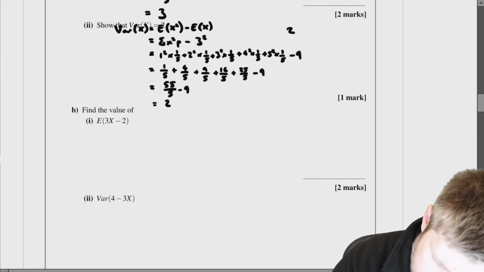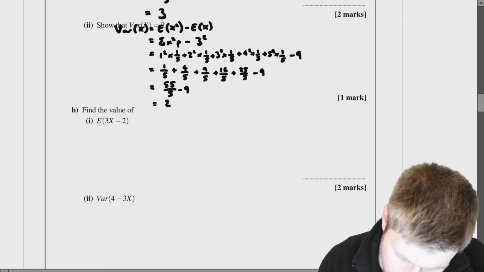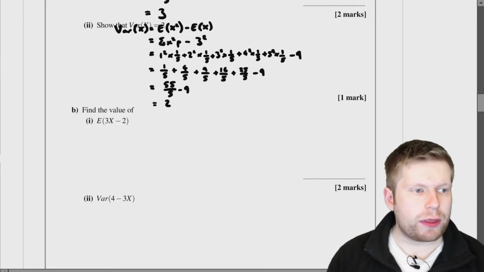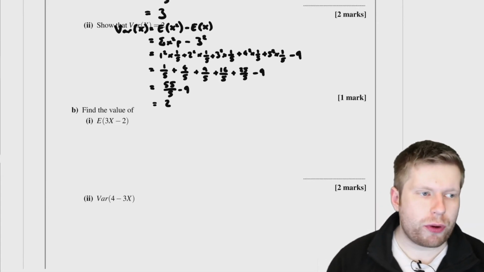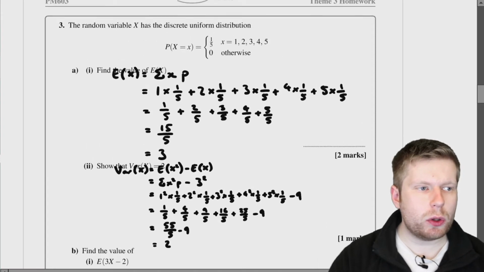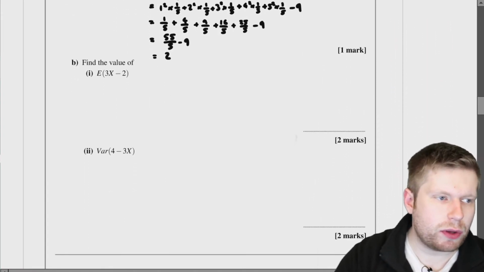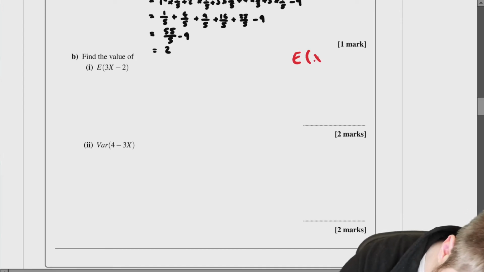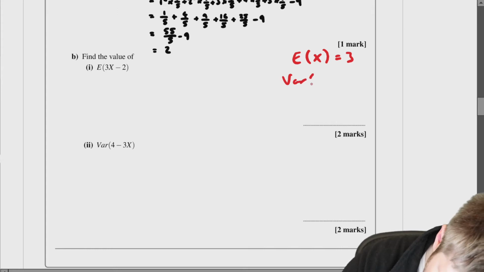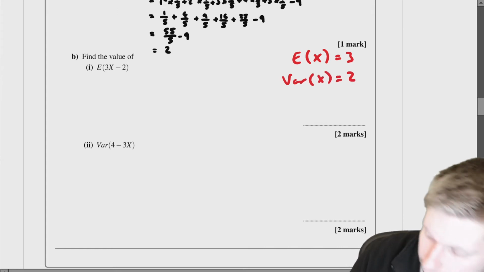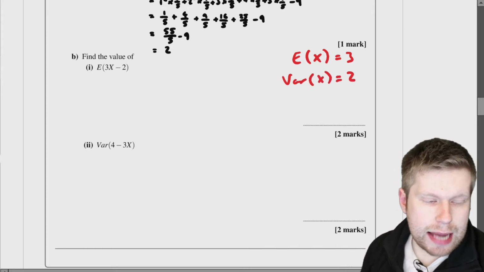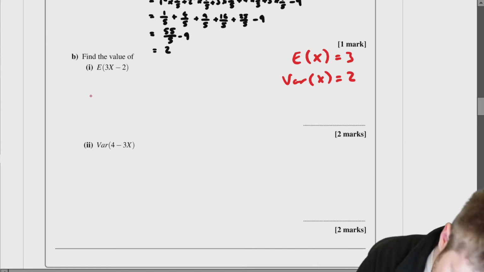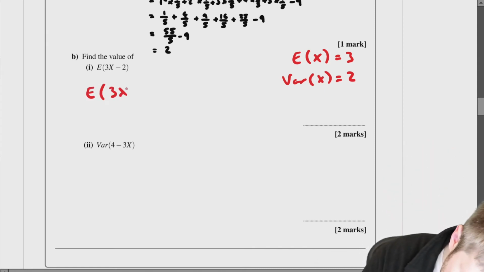Okay, cool. So let's move on to part B then. We're going to find the value of the expectation of 3x minus 2. Well, basically, we're going to be using the expectation and variance values that we found up here. So I'll just write them in red in the top right-hand corner. We found the expectation of our random variable was 3, and the variance of our random variable was 2. We found that in part A. So now for part B, we need to find the expectation of 3x minus 2.